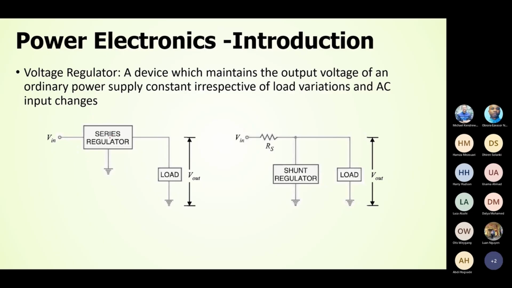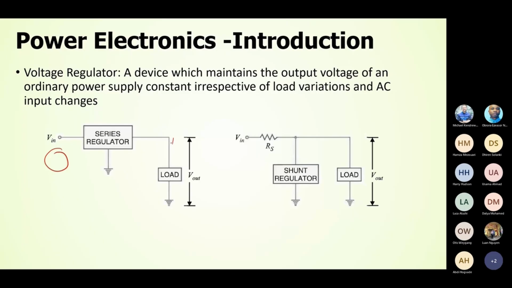Here you have passive-element-based components, so it could be a resistor, a Zener diode, or a transistor. All these elements we use to regulate the voltage at the load side. A voltage regulator is a device which maintains the output voltage of an ordinary supply constant irrespective of load variation and AC input changes. So even if there is a change in the input, AC or DC, it will ensure that the voltage across your load, which is V out, is always constant.